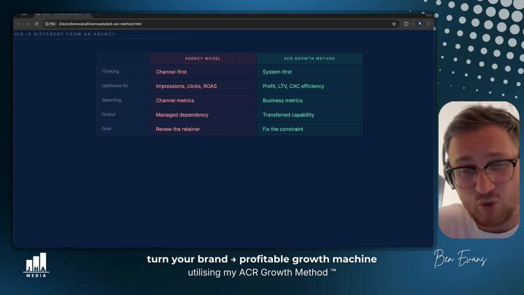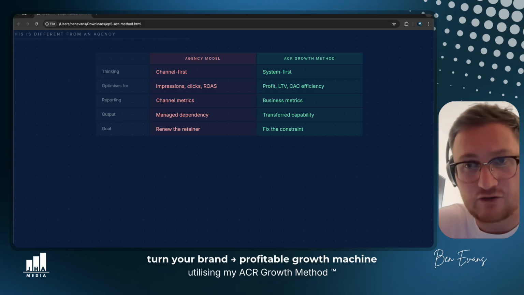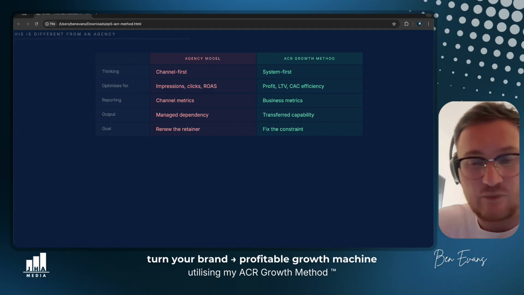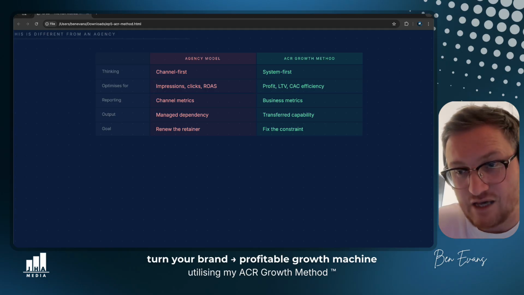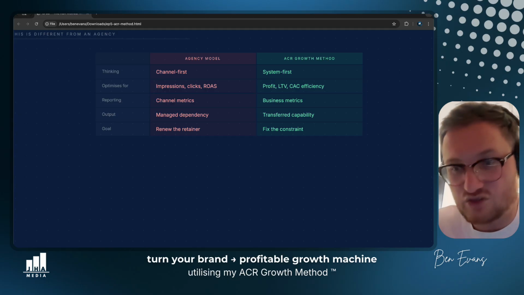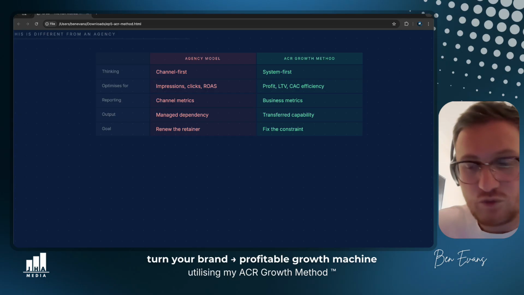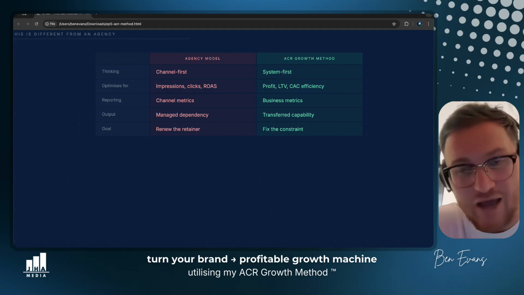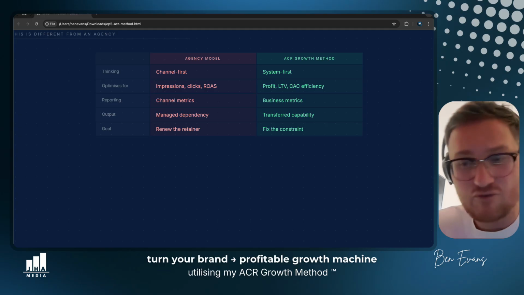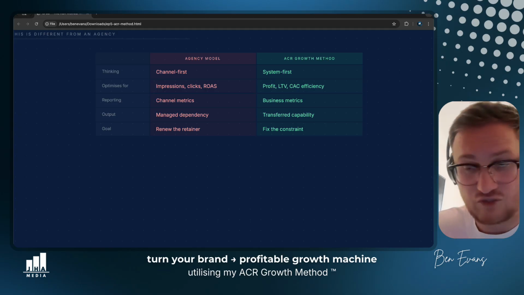This is probably the most important part. The whole principle of implementing the ACR growth method for our clients is that we are transferring capability. I will not exist in your business for years and years on end because I've got other clients to work with. I've got other kind of challenges to tackle. So we transfer capability. That ability then stays within your business. So we're essentially removing that dependency on us. I mean, in short, what we're essentially doing is doing ourselves out of a job, right? But that is the model that we operate.